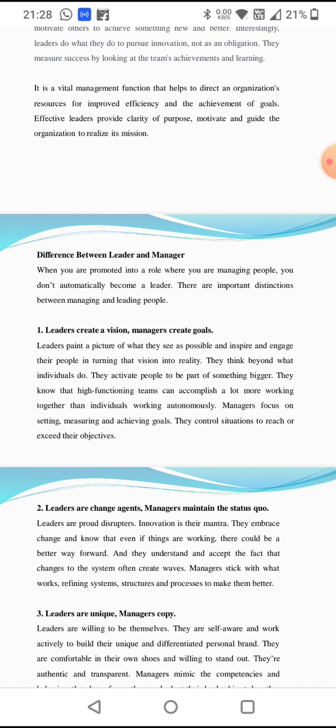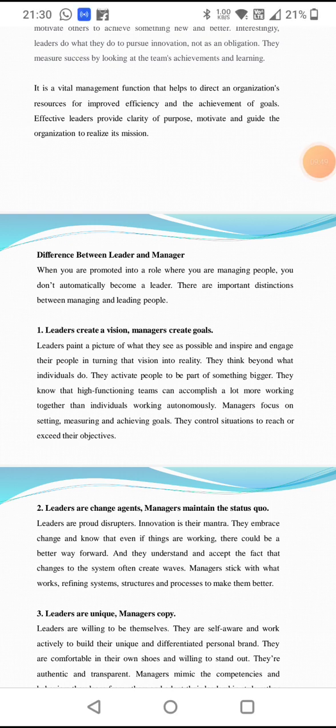Leaders paint a picture of what they see as possible and inspire and engage their people in turning that vision into reality. They think beyond what individuals do. They activate people to be part of something bigger. They know that high functioning teams can accomplish a lot more working together than individuals working autonomously, right? So managers focus on setting, measuring, and achieving goals. They control situations to reach or exceed their objectives.